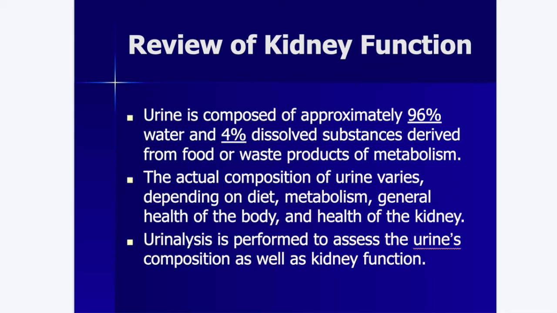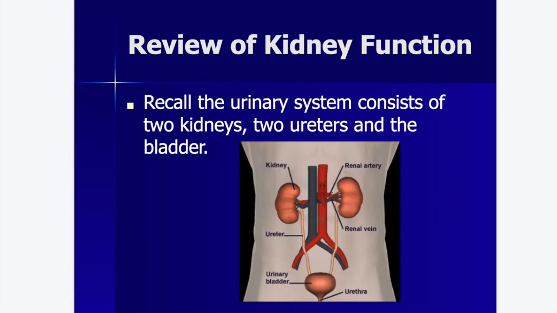The actual composition of urine will vary, depending on a person's diet, their metabolism, how efficient they are at turning their food into energy, the general health of the body, as well as the health of the kidney or kidneys. And a urinalysis test is performed to assess the urine's composition as well as kidney function. So just to review real quick again, we see the parts of the urinary system here. You've got 2 kidneys, 2 ureters, 1 bladder, as well as, it's not in that list, but you also have the urethra so that urine can leave your body.